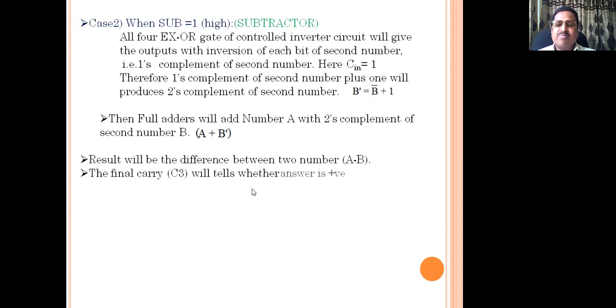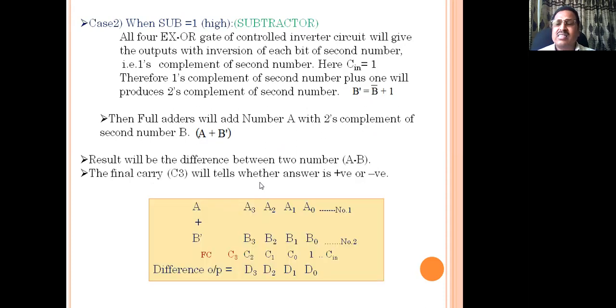Let's see here how it is produced. The final carry obviously indicates whether the answer is positive or negative. So number A is A3, A2, A1, A0. Number B is B3, B2, B1, B0. We have obtained B3 bar, B2 bar, B1 bar, B0 bar by using 4 XOR gates working as inverters. Then carry in is also 1. So addition of B bar, that is B3 bar, B2 bar, B1 bar, B0 bar as the 1's complement, plus bit 1, results in B dash, the 2's complement of the second number.